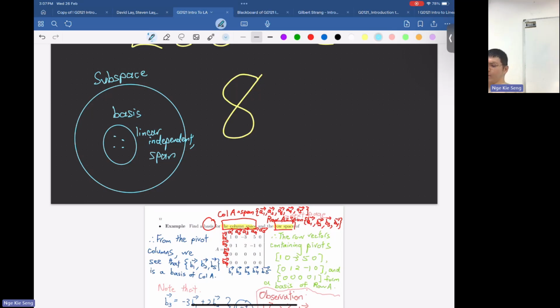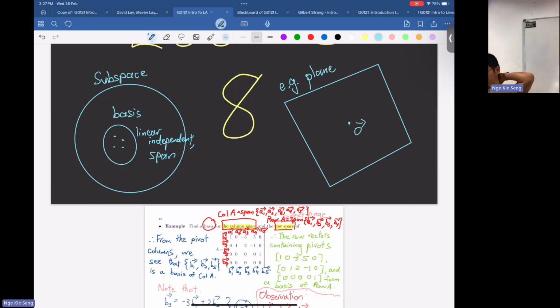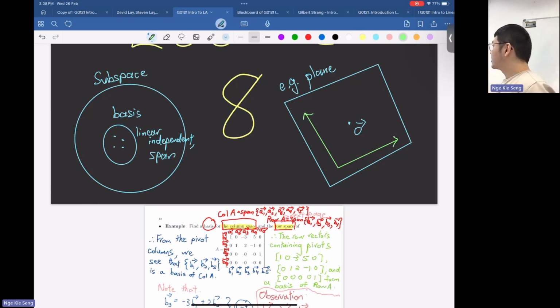Okay, maybe it's still a bit hard to imagine. Let's draw some real geometry here. Let's give an example. Maybe this is a plane. A plane is a subspace if it contains the zero vector here. So what's the basis here? What do you look for in your plane? The basis vectors are two linearly independent vectors that span your plane. Meaning you can build this plane using these two vectors.